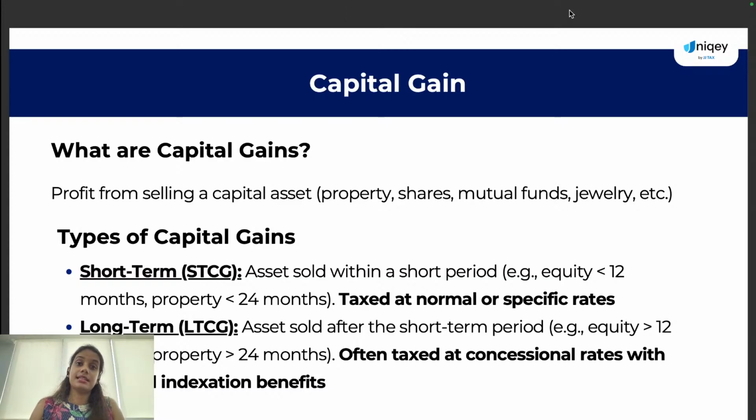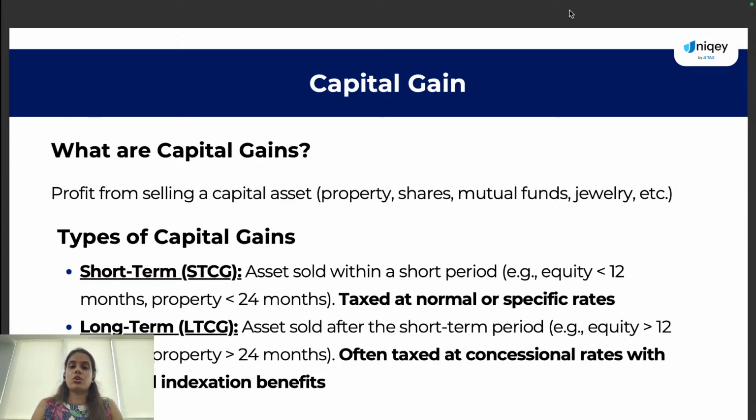Now, let's discuss the next topic, which is capital gain. So, what is capital gain first of all? It is the profit from selling a capital asset, either property, shares, mutual fund, jewelry, whatever it is. Whatever gain you have on that asset is called a capital gain. There are two types of capital gains: short-term capital gain and long-term capital gain.